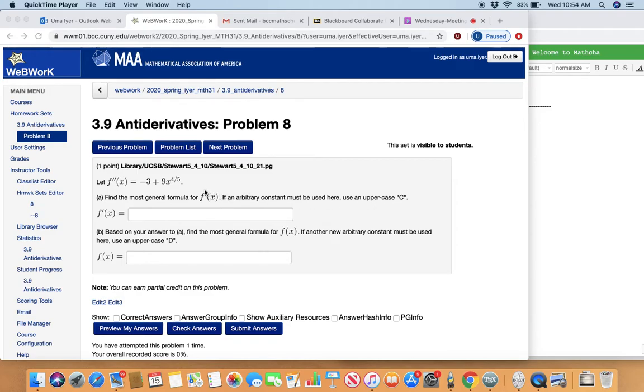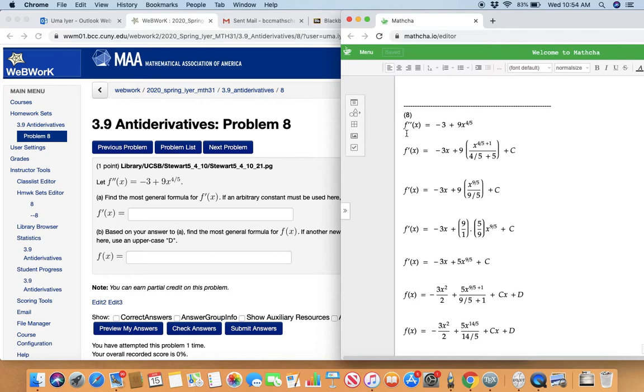Okay. So notice f prime. How do you get f double prime? You get f double prime by taking the derivative of f prime. In other words, going back, how do I get f prime? I have to take the antiderivative of f double prime, okay? And I must find the most general one. So, f double prime is negative 3 plus 9x to the power 4/5.